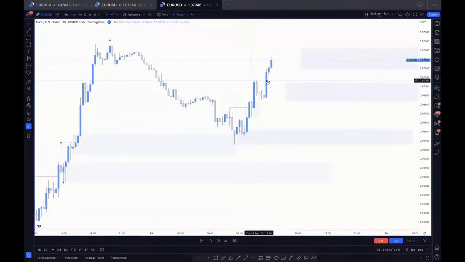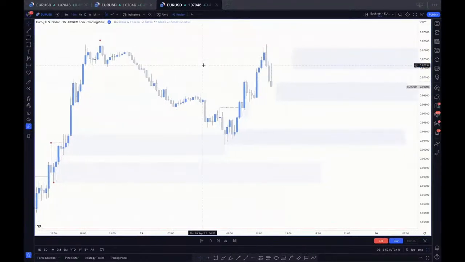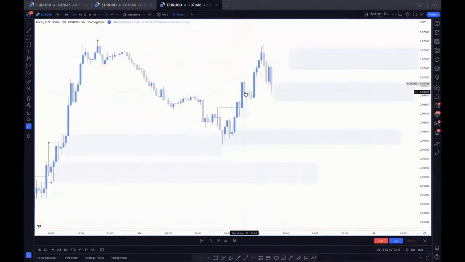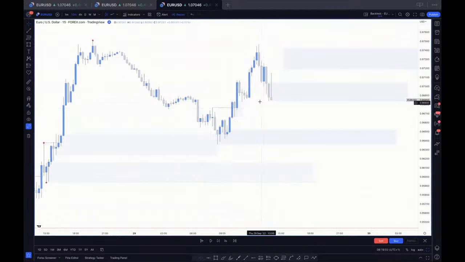There's a break of structure here. You can see that here, and let's see what happens. Continue to draw. Okay, so you can see it has returned to this zone here. Let's see if it's going to respect this zone. Good. So it respected the zone actually. It respected the low, and then it reversed basically.